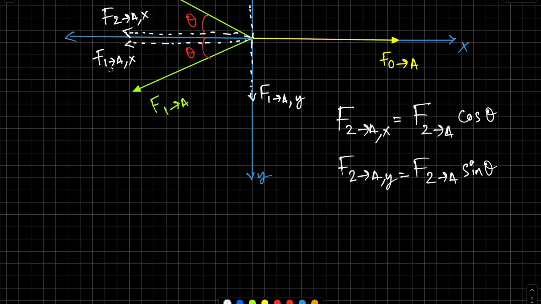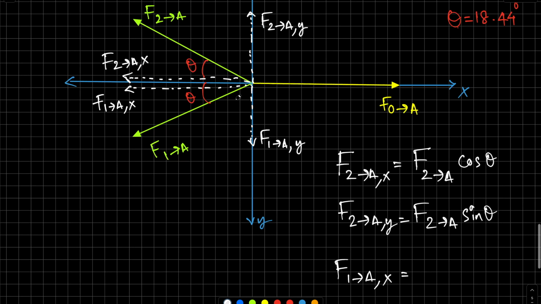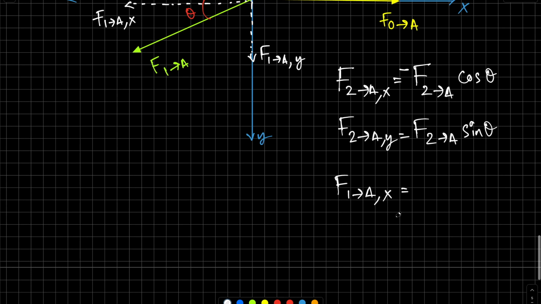Okay, let's find F1 to A x. F1 to A x is equal to... okay, there's one more thing. This is going to the left, so this is negative. F2 to A cos theta is negative. This is positive. What about F1 to AX?